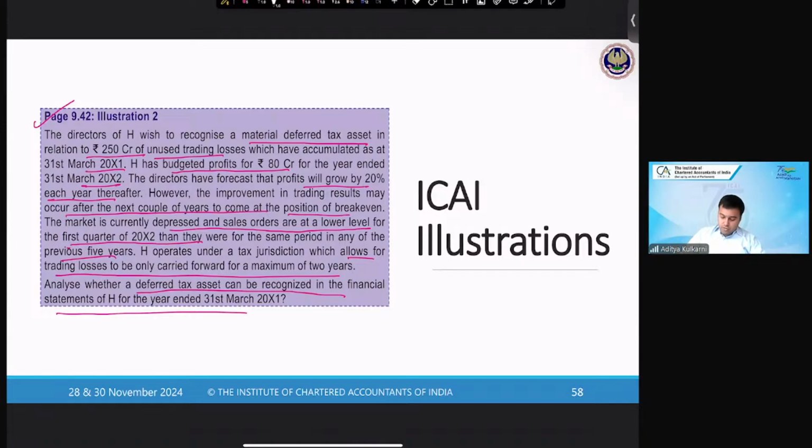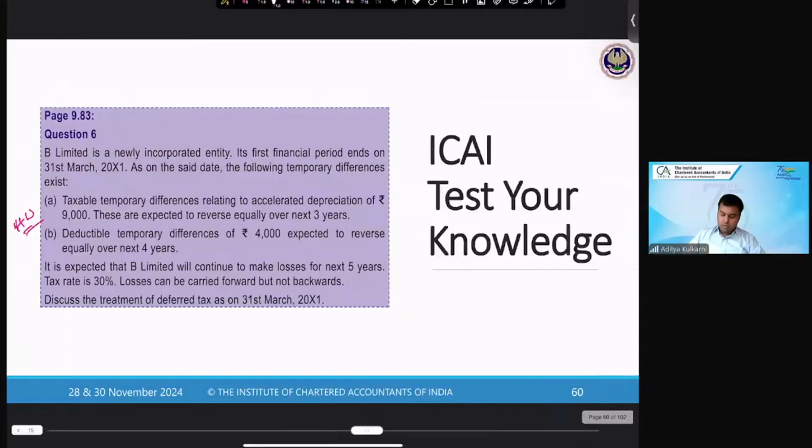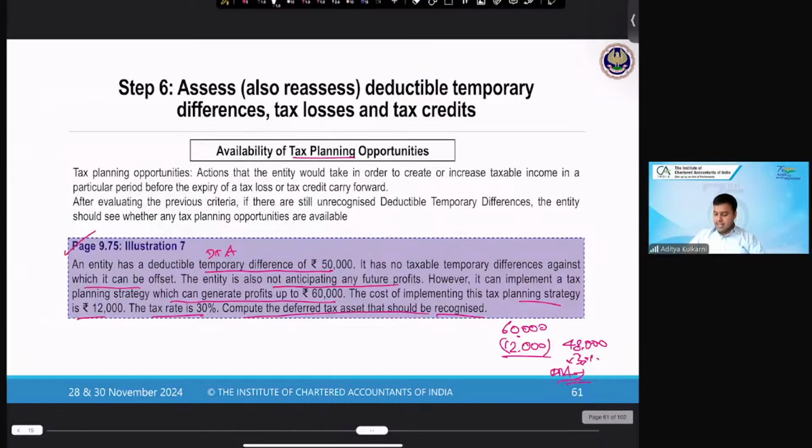So, go through this for homework. It's more of a theoretical question. Go through all these questions for homework. Okay, all right.